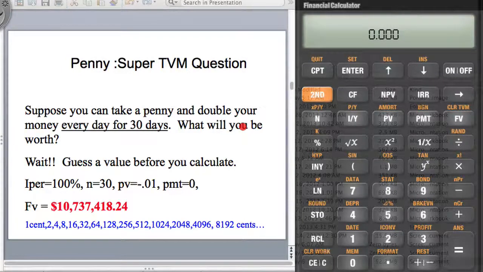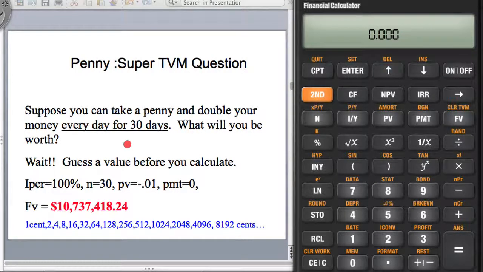In this module, I demonstrate a super TVM question which I call doubling the penny. It is part of the time value of money chapter, and it is sort of interesting. Suppose you can take a penny and double your penny every day for 30 days. What do you think the terminal value of this scheme will be? Or how many pennies will you have at the end of the 30 days?